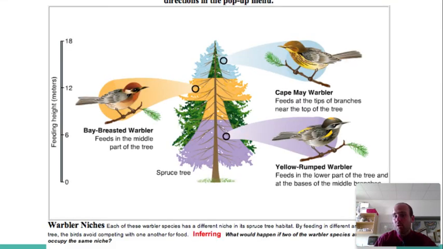This is an example with warblers. There's different species of warblers living at different elevations within a tree. So they're going after different resources because different things will live at different heights in the tree.